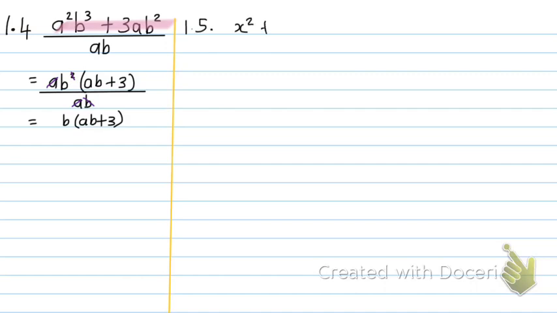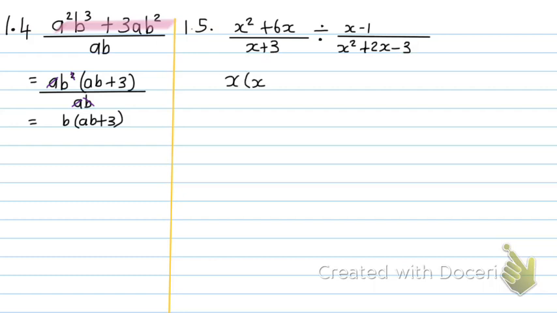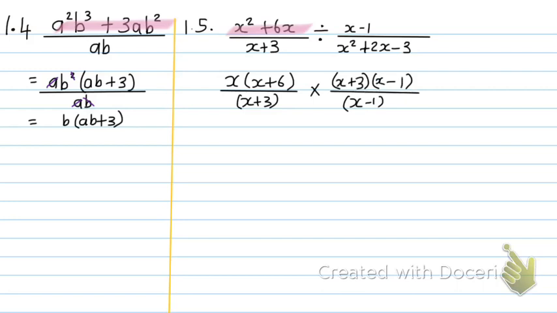Right, number 1.5, x squared plus 6x over x plus 3 divided by x minus 1 over x squared plus 2x minus 3. First I'm going to factorize the top, take out a common factor of x, so it's x plus 6, and below the line x plus 3, times, then I make it flip and times, so it's going to be x minus 1 below the line, and on top I'll factorize it as a trinomial, so it's going to be x plus 3, x minus 1. Now I can cancel out x plus 3 and x minus 1, and I'm only left with x and in brackets x plus 6.